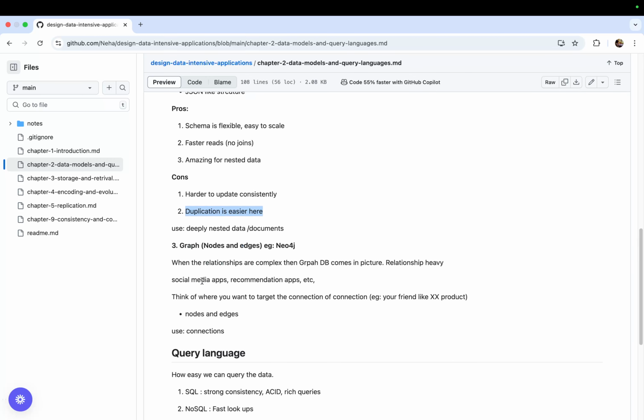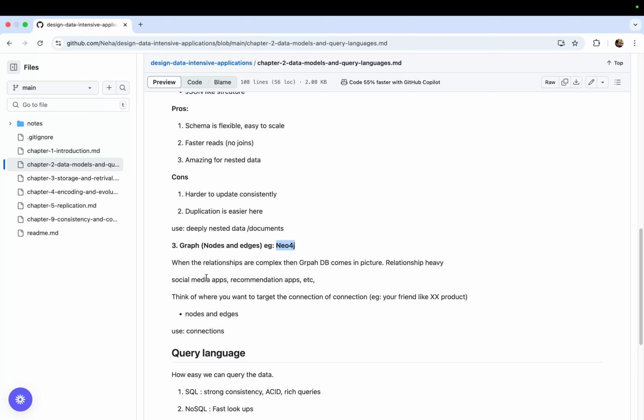Then the third one is graph, nodes and edges. Example is Neo4j. Here, where the relationships are complex, graph models come into the picture. Any application which is relationship heavy, like social media apps, recommendation apps, there you are gonna use it. Now, one of the use cases is when we see on Instagram or Facebook that a friend of a friend liked a post, or liked a photo. That is basically our connection. What Facebook is doing is leveraging our connections to show what our friends or friends of friends are doing. So this is where it shines the most.